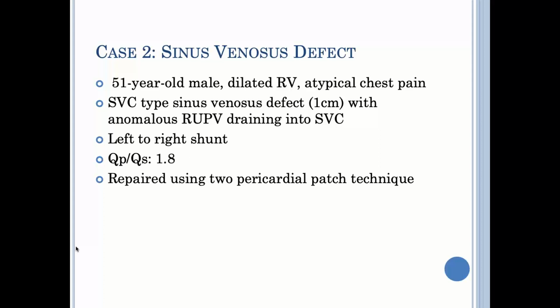So the second case is a sinus venosus defect. This was a 51-year-old gentleman with a dilated right ventricle and atypical chest pain. He was found to have an SVC type sinus venosus defect. It was 1 centimeter, and he had an anomalous right upper pulmonary vein draining into the SVC. Again, significant shunt flow of 1.8. As I mentioned earlier, this type of defect is not amenable to device closure, so he had a 2-patch technique with surgical repair.